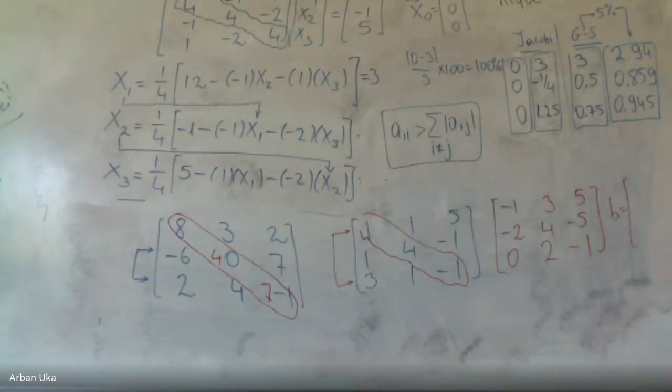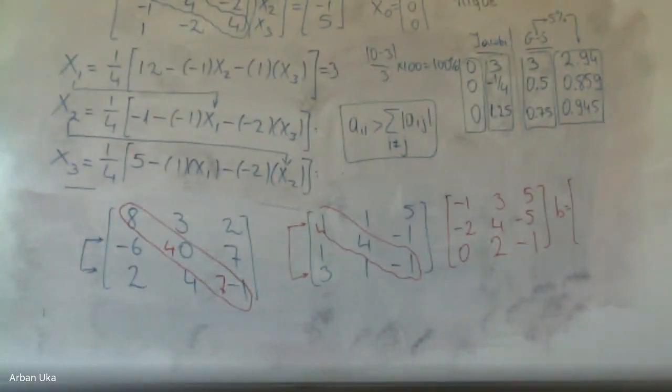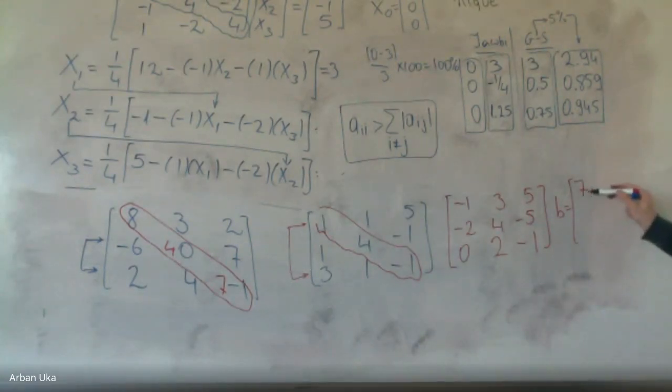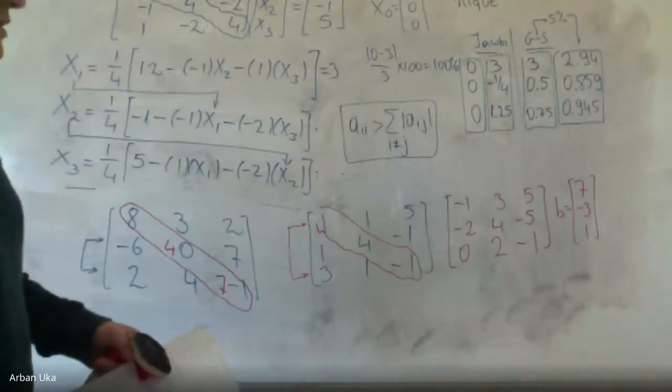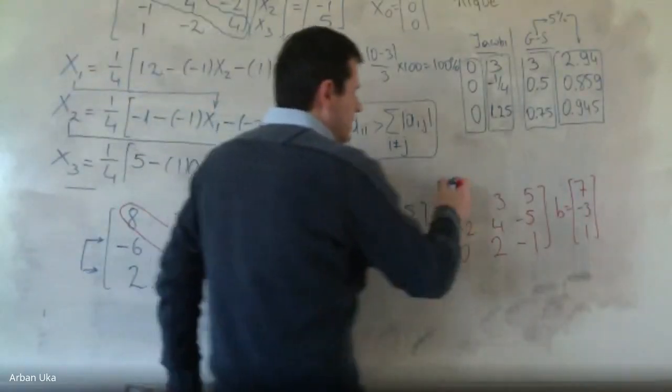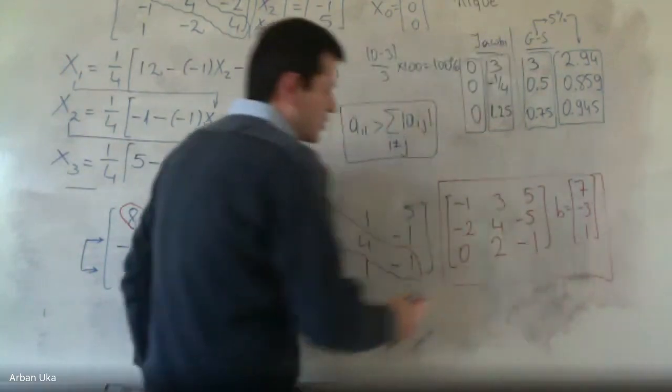I'm on the borderline of your visibility. So let's assume that the B is equal to 7, -3, 1. So let's have a look at this system. Well, can we do anything to make this a converging matrix? So this is the matrix A, and the answer vector B is shown here.